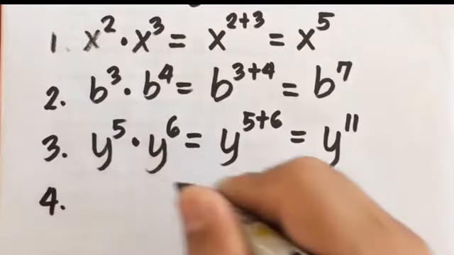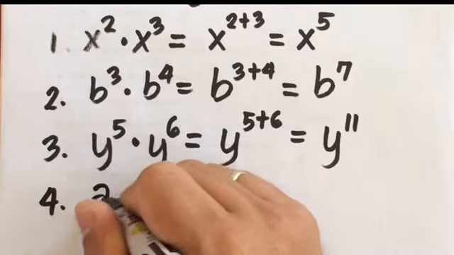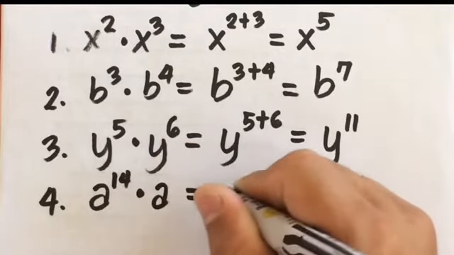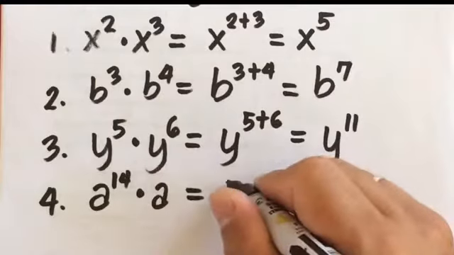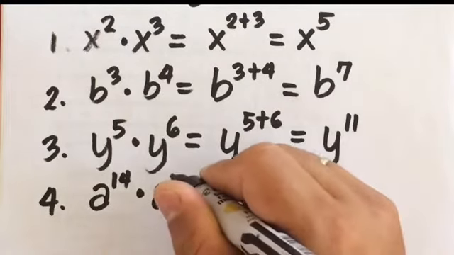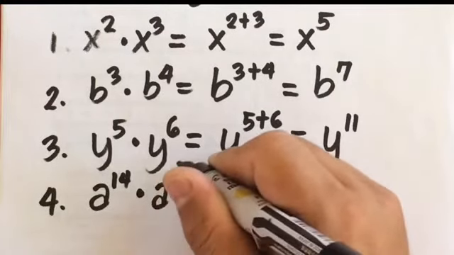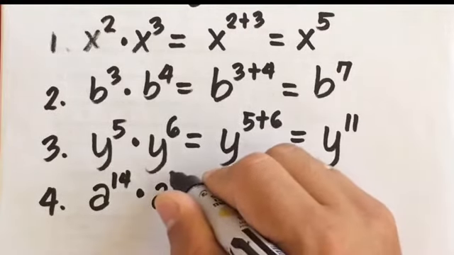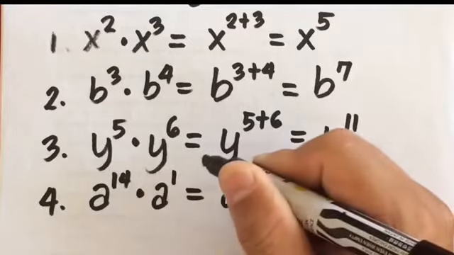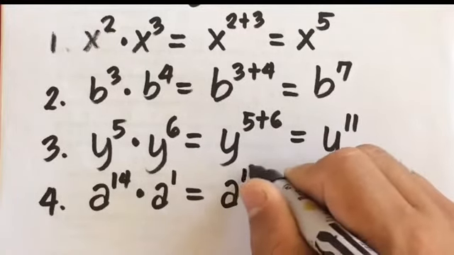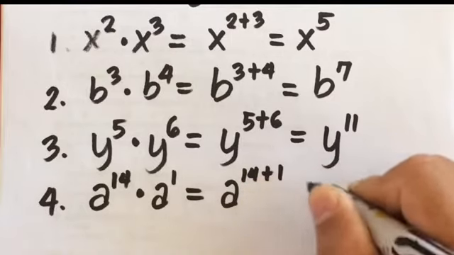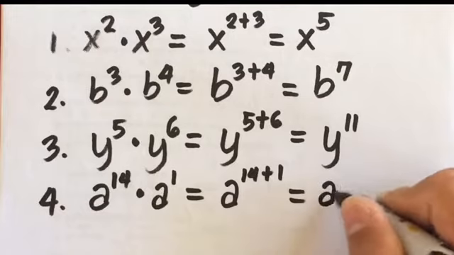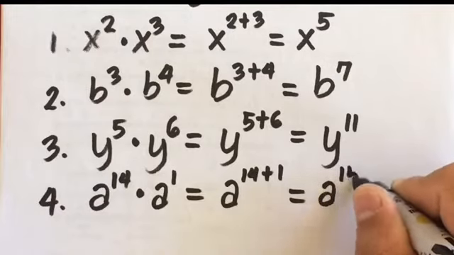Okay, last example. Let's have a to the power of 14 times a. So in here, we're going to copy the base a. Then if the variable has no exponent, it means that it is 1. So a here, the exponent will be 1. So you're going to have 14 plus 1. So 14 plus 1 is 15. So your answer will be a to the power of 15.